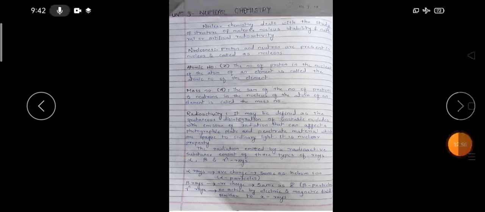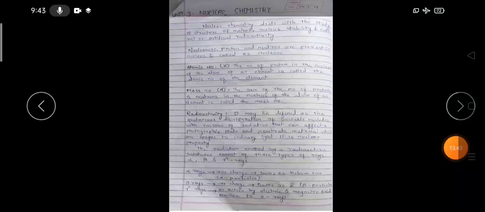Then we have to talk about radioactivity. It is nothing but the spontaneous disintegration of an unstable nucleus with the emission of radiation. Something is emitted from that particular nucleus when it starts to disintegrate, but it is spontaneous. Now the artificial process is there. When it is spontaneous, that is natural radioactivity. When we are bombarding something and then it gives another daughter element, it is called artificial radioactivity. We will see the difference between natural and artificial radioactivity.